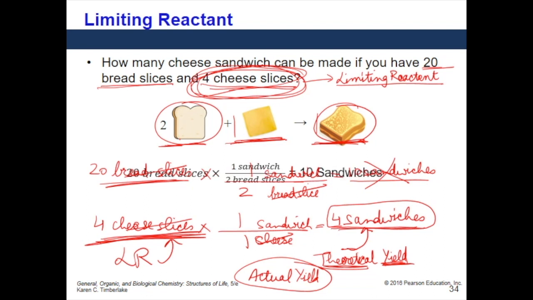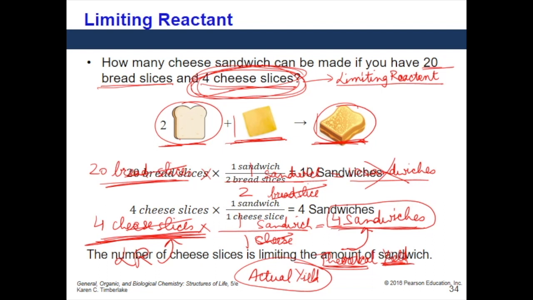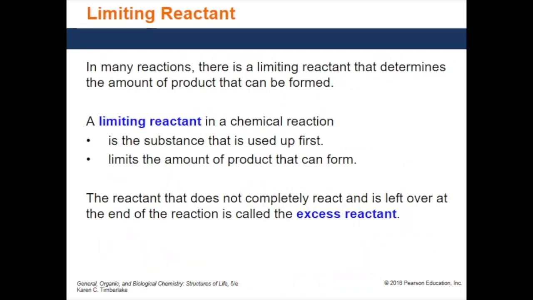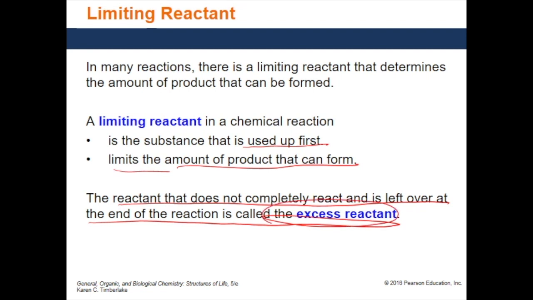Alright. So let's see this in terms of actual chemistry. A limiting reactant in a chemical reaction is the substance that is used up first and that limits the amount of product that can be produced. The other reactant that does not completely react and is left over at the end of the reaction is called the excess reactant, meaning we have excess of it. Some of it will be left after the reaction is done.